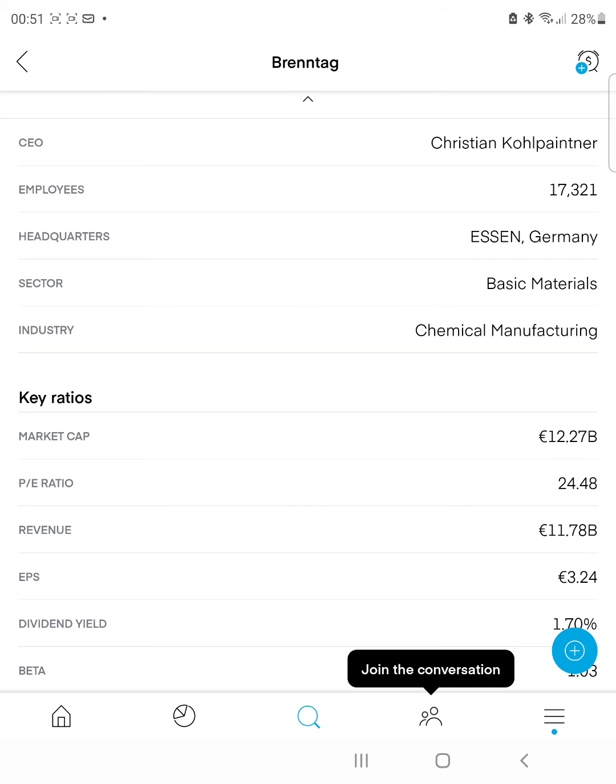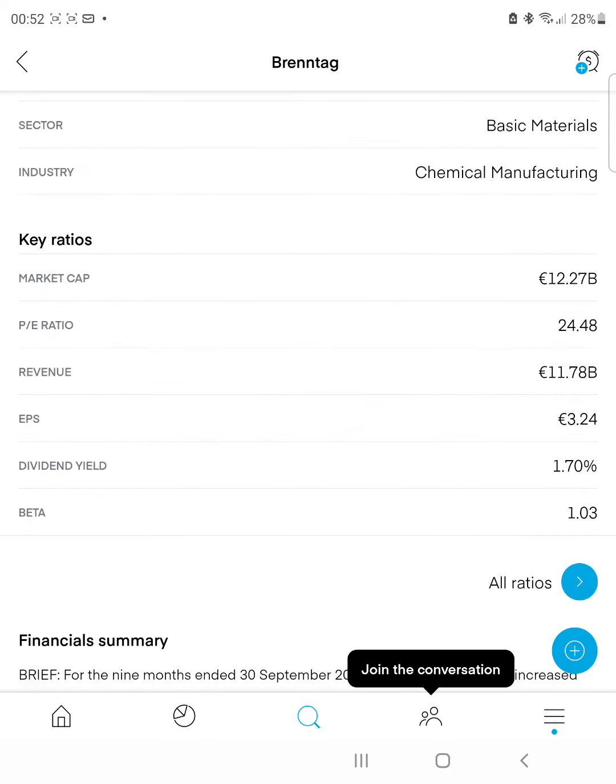The employee level is just over 17,000, which is definitely really good. The market cap is 12 billion, good, because it's over 10 billion. P/E ratio 24, I think is a healthy number. Of course, it would be better to be around the benchmark, which is 10. Revenue is definitely in the billions. We've got 11 billion, almost 12 billion.